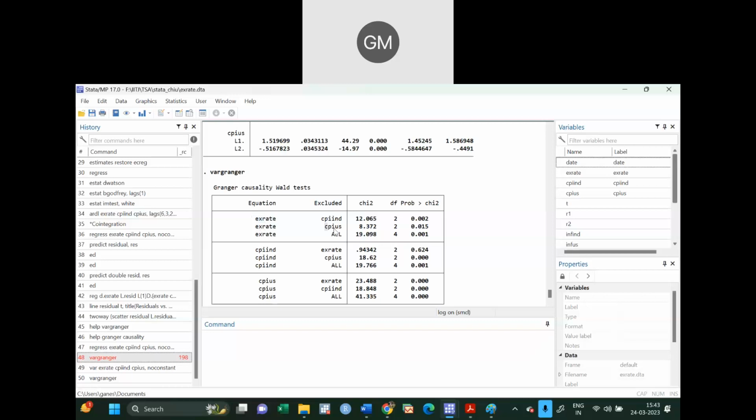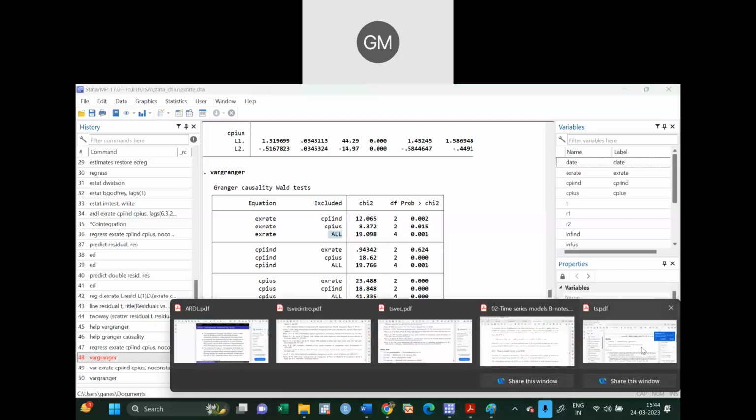Second, you exclude the consumer price index of US, right? And then you simply look at the effect of the consumer price index of India on the exchange rate. And yes, the consumer price index of India also affects the exchange rate. And excluded all, meaning you exclude the consumer price index of India and the consumer price index of US as well. What I noticed here is that the exchange rate lag must be explaining the exchange rate.